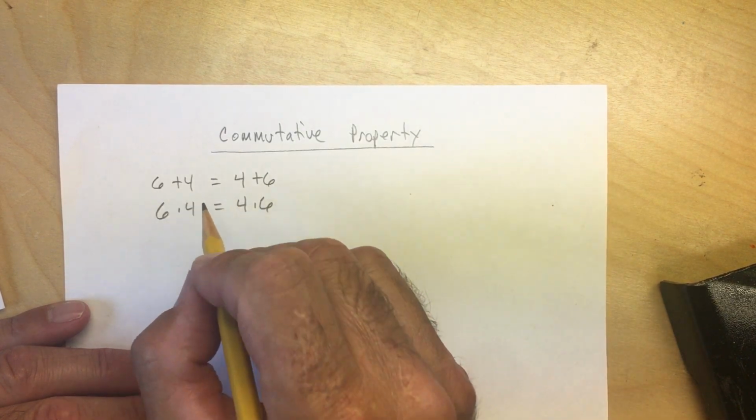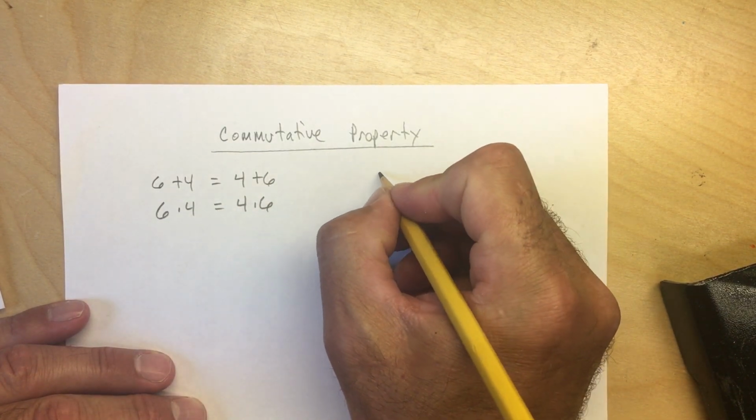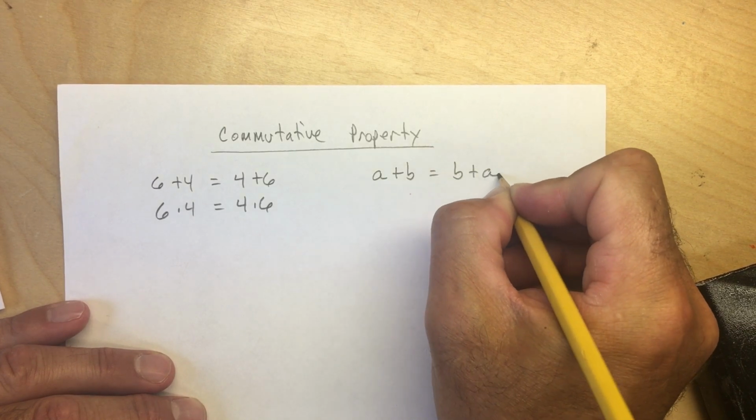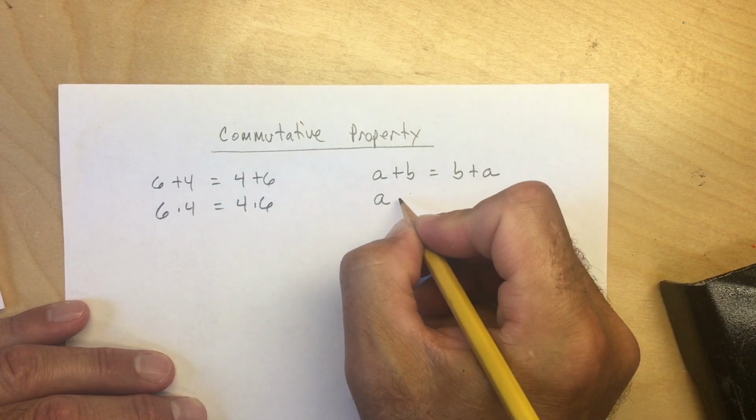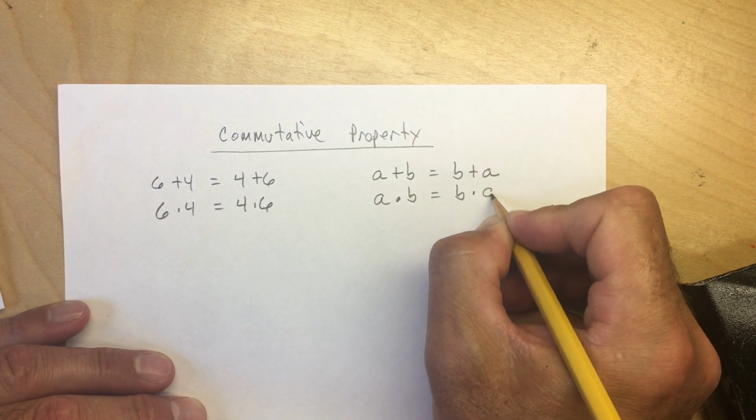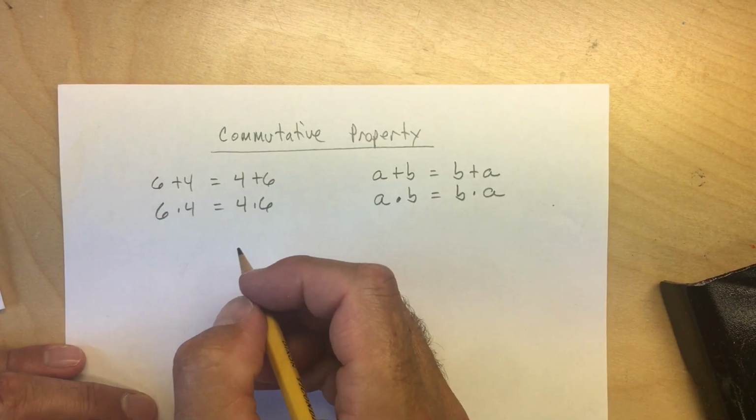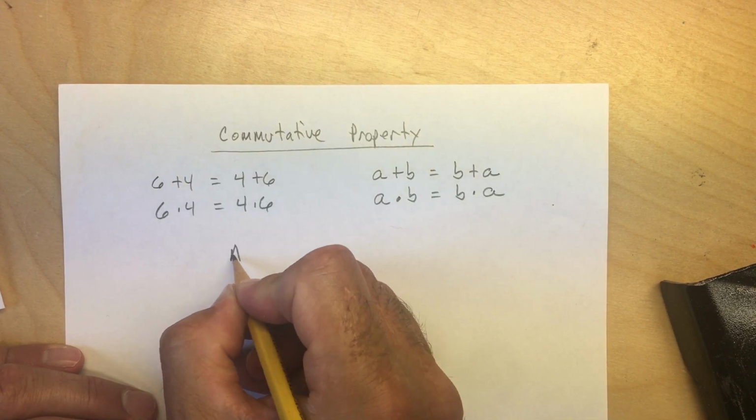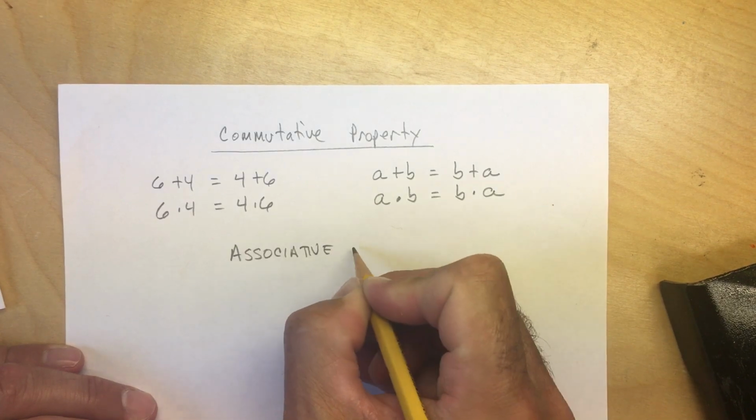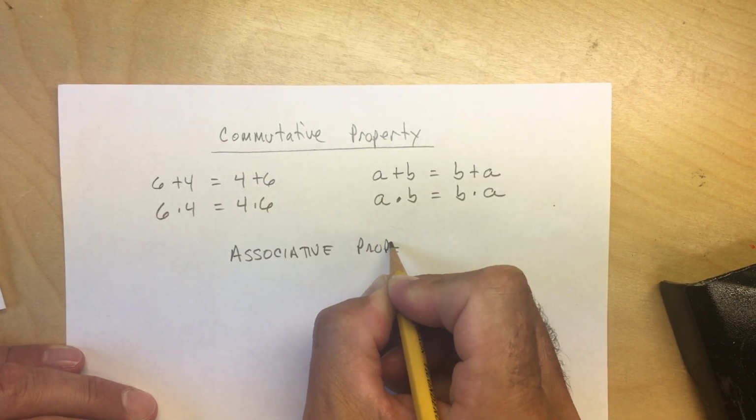Now, that's arithmetic. Here's what algebra looks like. A plus B is the same as B plus A. And A times B is the same as B times A. All right, next property is associative property.